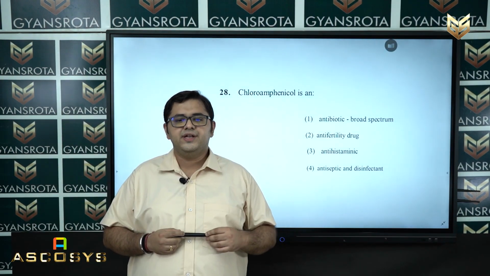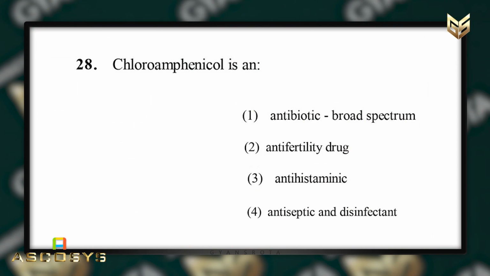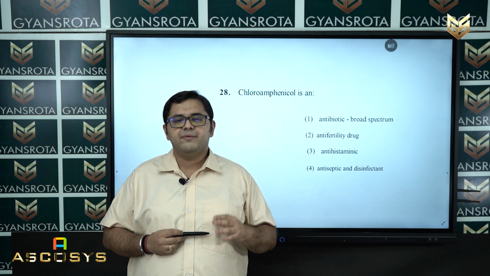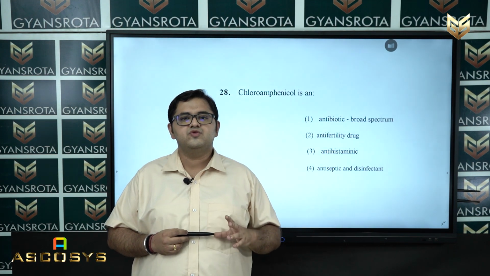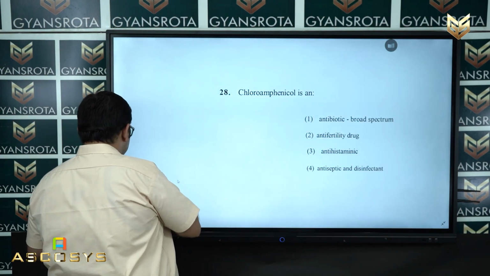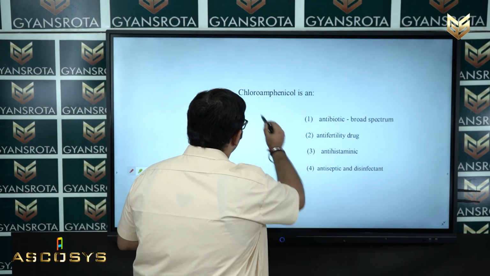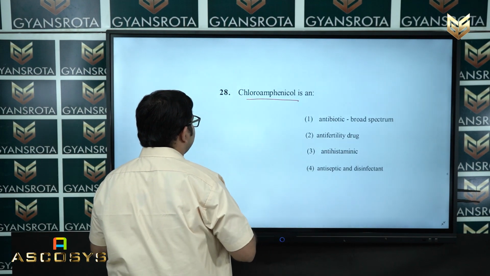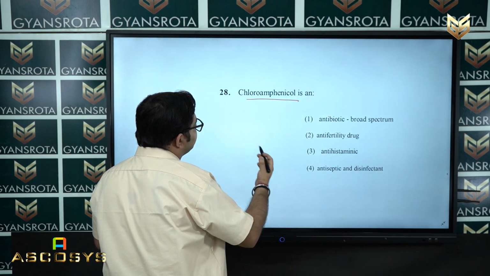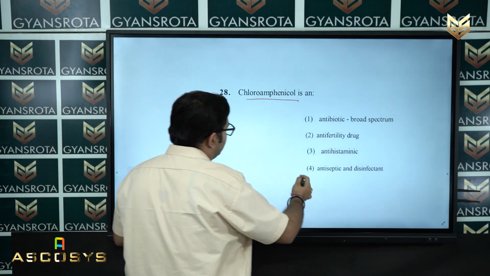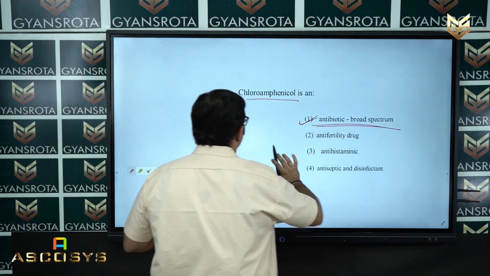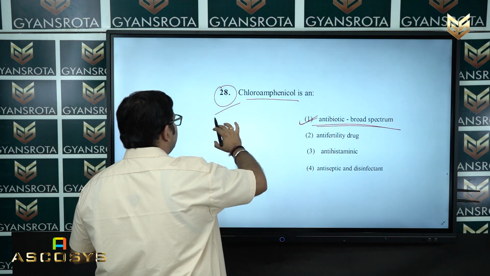Question number 28 is on your screen. Chloramphenicol is N. This question comes from the chemistry in everyday life chapter of your class 12 NCERT. So now we are moving to the solution part. The solution of this question is very easy. Chloramphenicol acts as an antibiotic, and it is a broad spectrum antibiotic. Now in the options, option number 1, antibiotic broad spectrum, is the correct answer of question number 28.